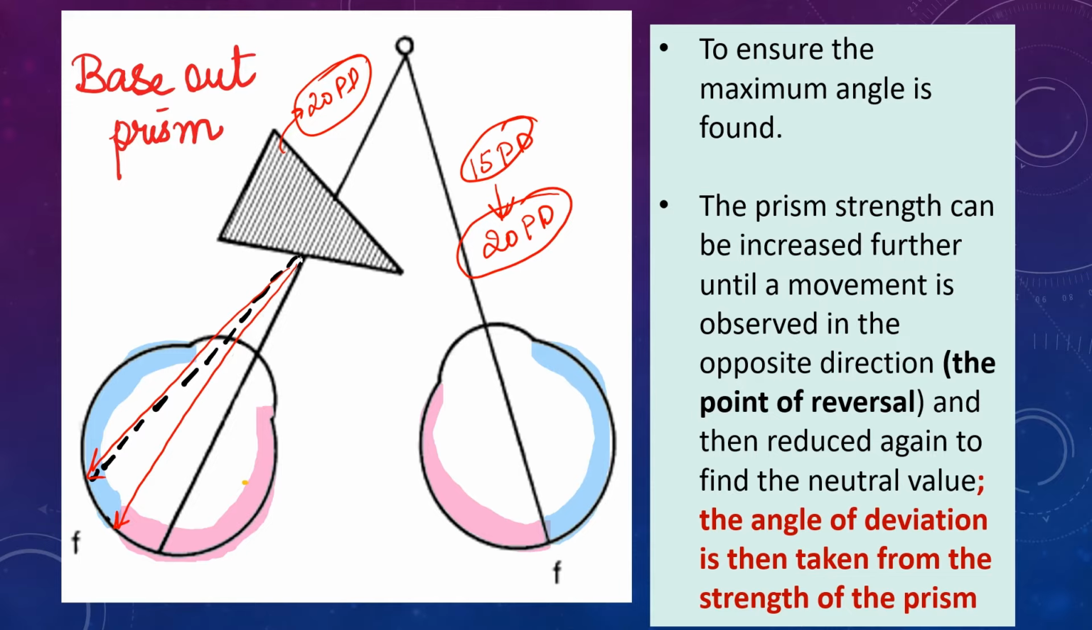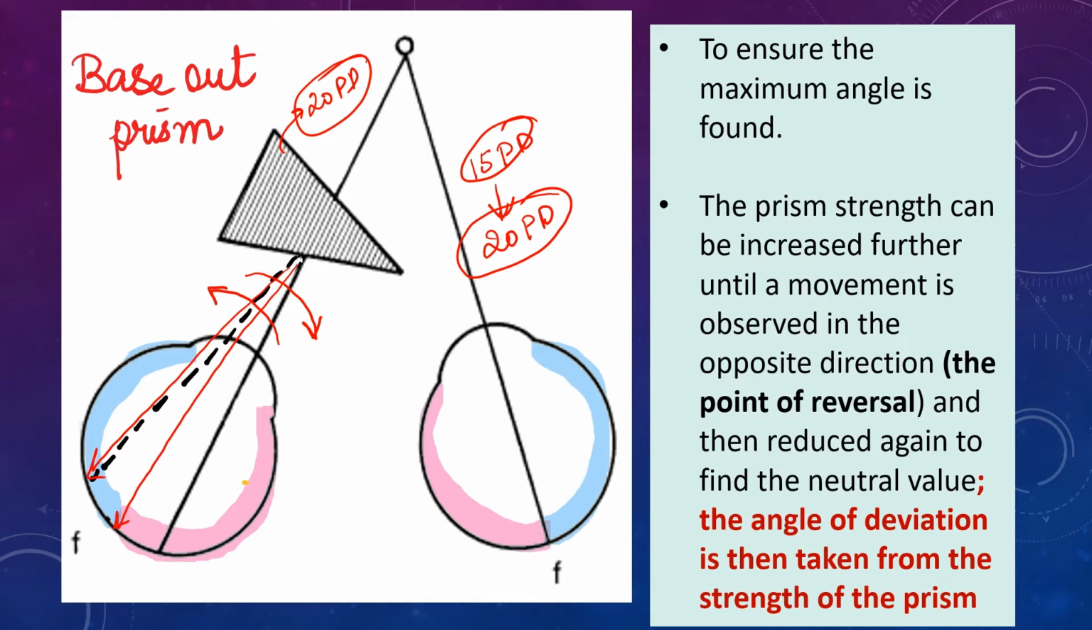So at this point, if we do our alternate cover test, the movement of redressal is going to get reversed. That means instead of moving outwards, now the eye is going to show an inward movement. So what does that mean? It means that after one point, by increasing the strength of the prism, we have actually induced exotropia in this patient, and now the eye is actually showing a reversal of movement. It is called reversal because it is in the opposite direction to the movement which was seen previously, right? And this is called the point of reversal.